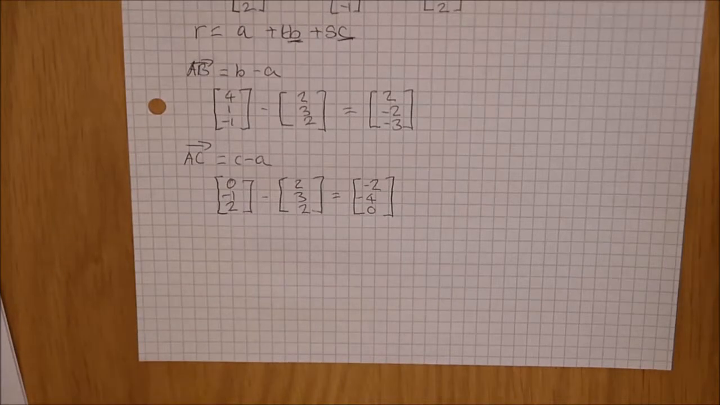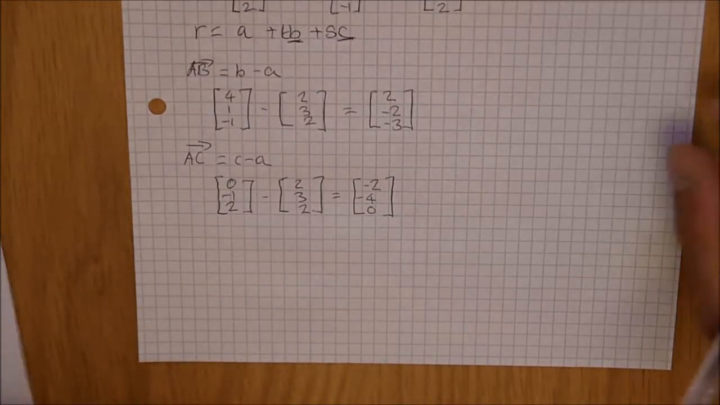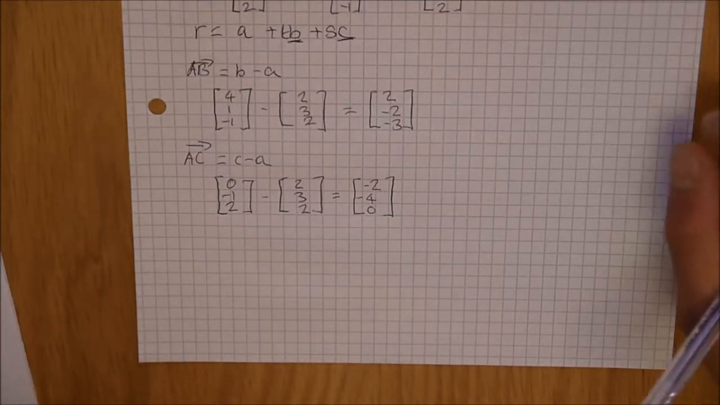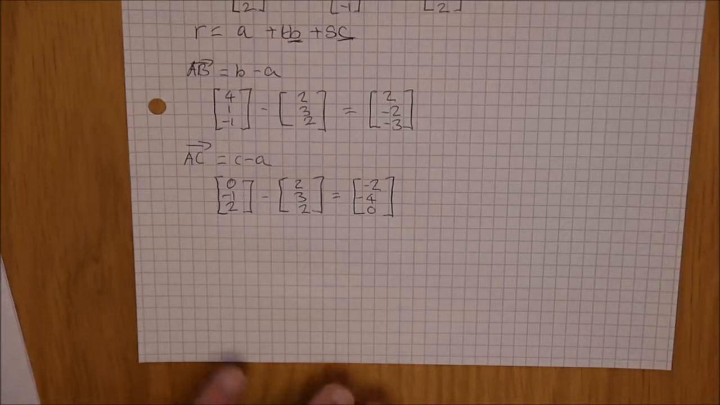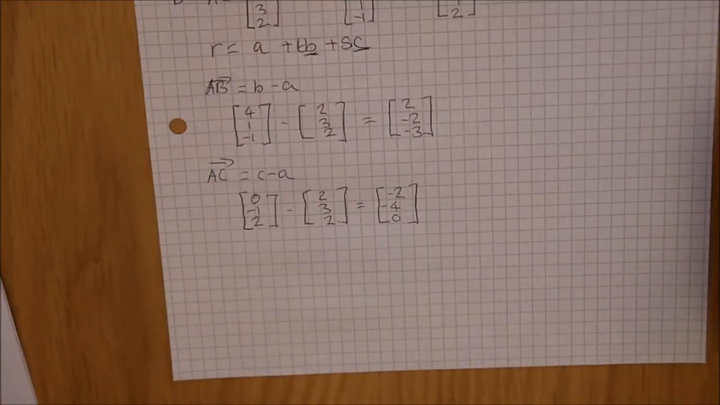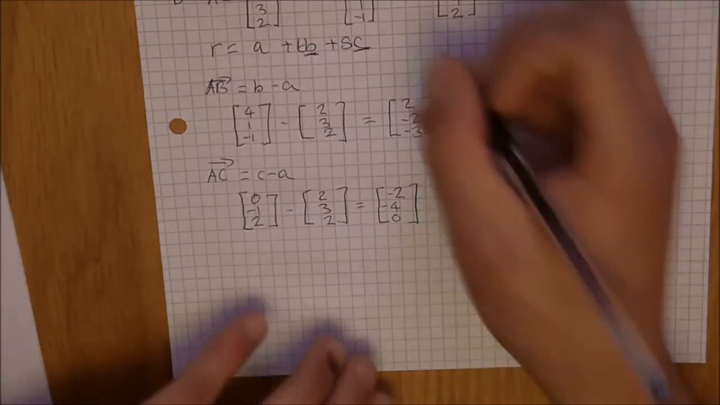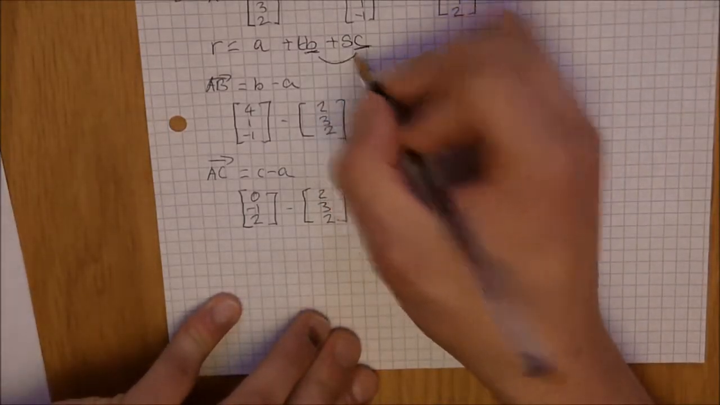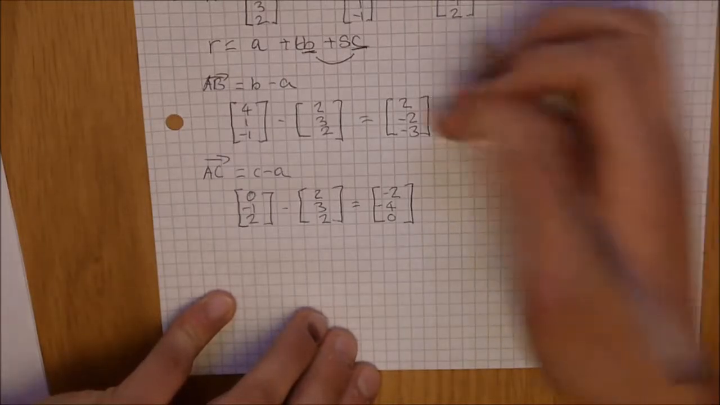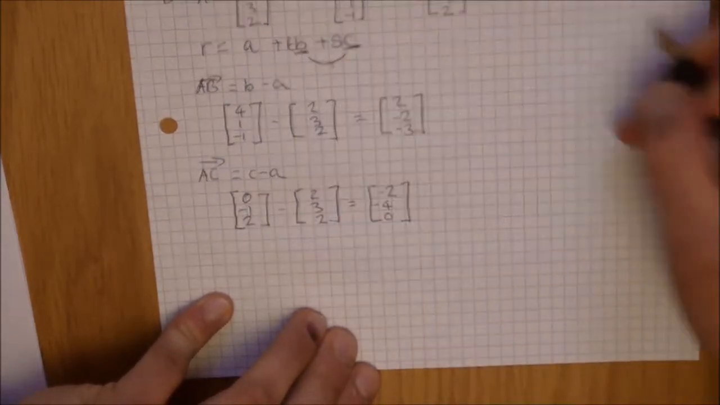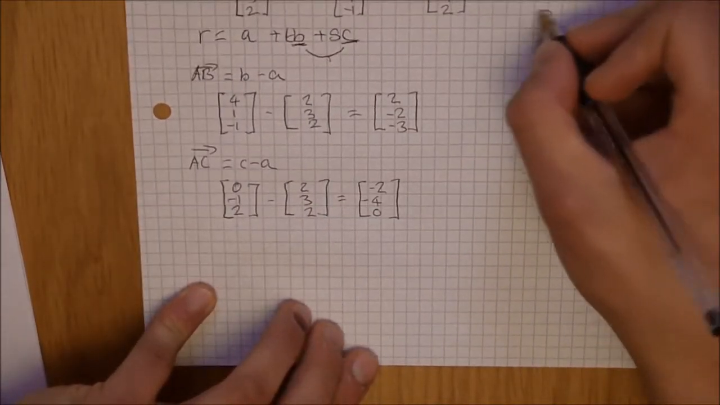Now that we've got AB and AC, we know what the equation of the plane will look like. But we need to actually find the perpendicular vector, because they want it in the form r dot n equals d. Now, if we take the cross product of b and c, then we are going to get the perpendicular vector. To illustrate this, I'm going to draw a plane.